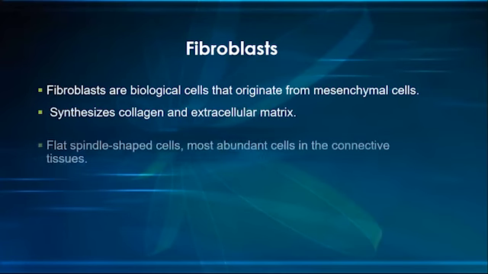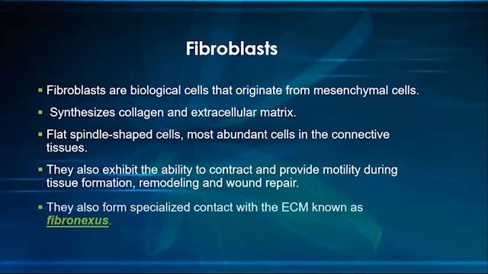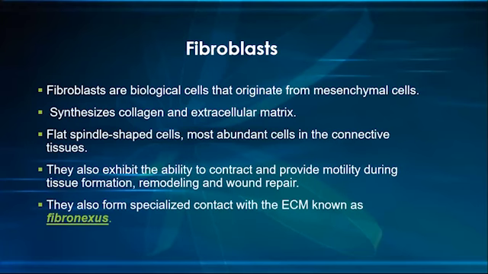Then we have another very important component of the extracellular matrix, that are the fibroblasts. And this is how we can define them, that these are the cells or biological cells that originate from the mesenchymal cells that are involved in the synthesis of the extracellular matrix. Okay? And then you can see the morphology of those cells. These are flat, spindle shaped, most abundant in all the connective tissues.